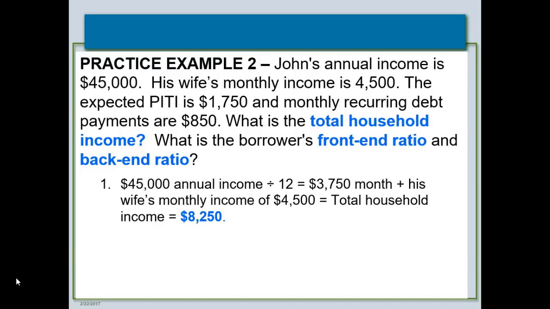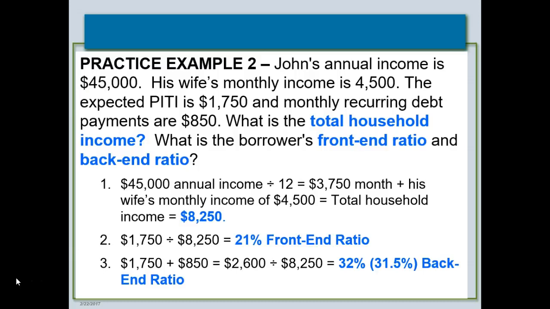They gave you his annually, so you had to divide it by 12. They gave you hers already monthly, so you just added it to his 8,250. Now that you have that information, you can go on to the next part of calculating the ratios. What's the front end? 21. 1750 divided by the 8250. What's the back end? 31.